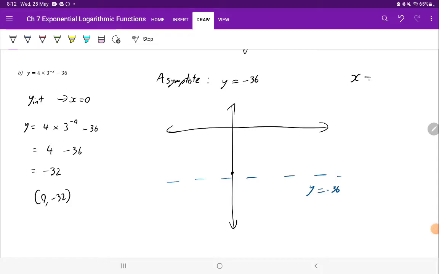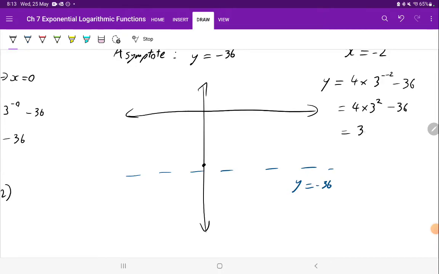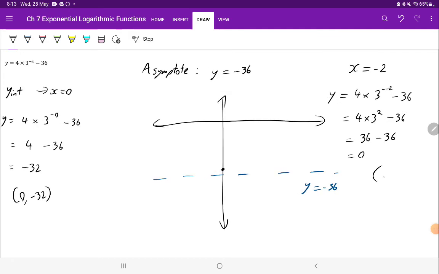Let's do x equals 2. So y would then equal 4 times 3 to the negative 2 minus 36. Maybe I should have chosen a negative number because I'm going to have to work out that. That looks a bit rubbish. So let's change from 2 to -2. And so then we're going to get negative of negative 2, which is just 2. So 4 times 3 to the 2 minus 36. 3 squared is 9. 9 times 4 is 36 minus 36. Hey, look, I found 0. So we find at x equals -2 we're hitting 0.